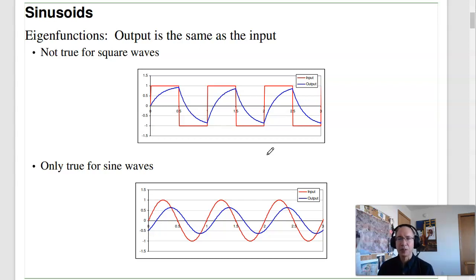For example, if the input to that RC filter is a square wave, the red line, the output is the blue line. And it's kind of hard describing the relationship between the two. They don't look the same. On the other hand, if the input is a sine wave, like on the bottom, then the output is a sine wave. The only difference is the change in amplitude and a delay.